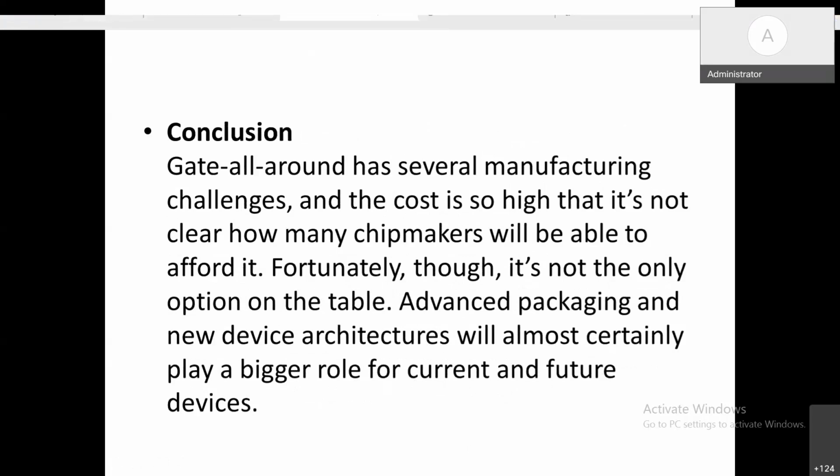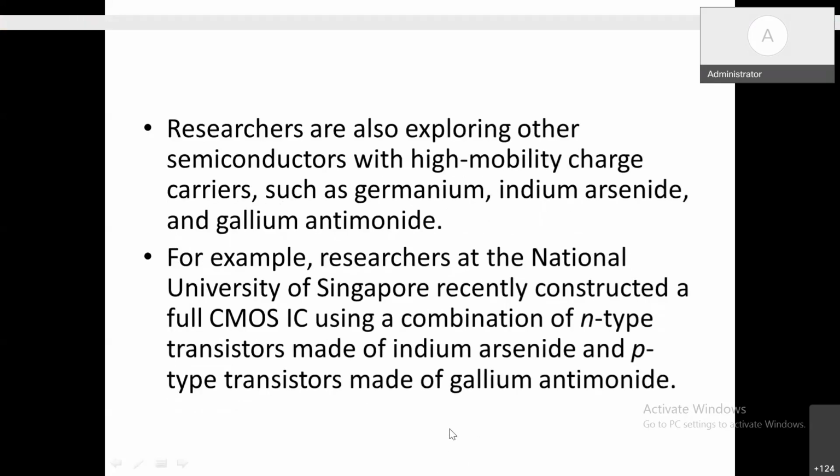So, a conclusion. Gate all around is the technology which is going to be used now, followed by LGAA, VGAA, and with 3D structures. They are also coming out with advanced packaging, and new device architectures are going to come. Also researchers are exploring other semiconductors with high mobility charge carriers such as germanium, indium arsenide, and gallium antimonide.